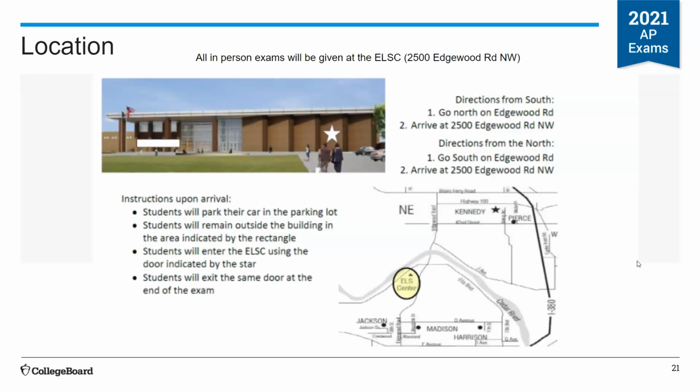All in-person exams for Exam 1 are given at the ELSC. This is where the bus garage is, on the corner of Edgewood and Ellis Road. When students arrive, they'll park in the parking lot. They'll wait out here, there's a little atrium area that's covered, and they'll wait until the door down here, where the star is, opens up. Students can then enter and begin their testing. They'll exit using the same door and then go to their car and go on about their day.